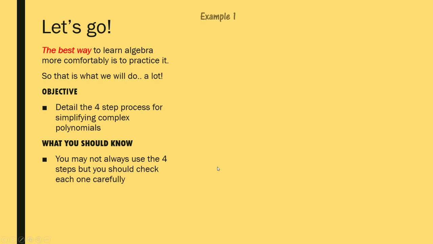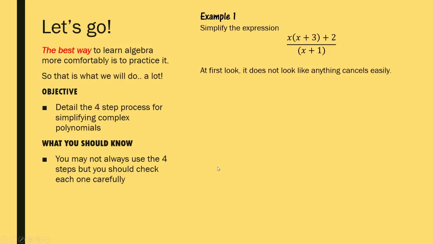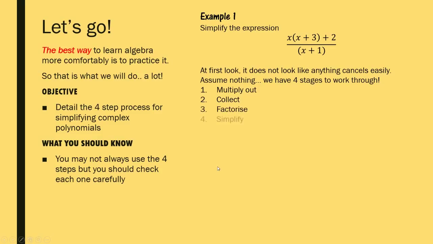So let's look at a problem. We're going to simplify the expression x upon x plus 3, plus 2 over x plus 1. At first look, it doesn't look like anything cancels easily. Assume nothing, we have 4 stages to work through. So we're going to multiply out, collect, factorize and simplify, and we're going to start off with the multiplying out. The only aspect that we can multiply out is the top line, and it's usually only the top line you're going to think about.